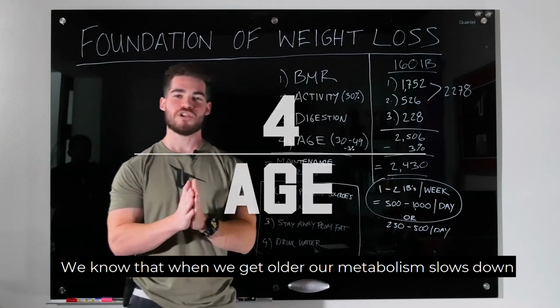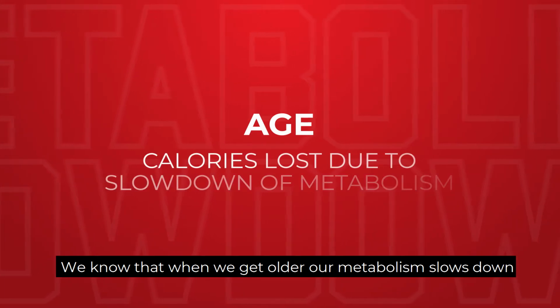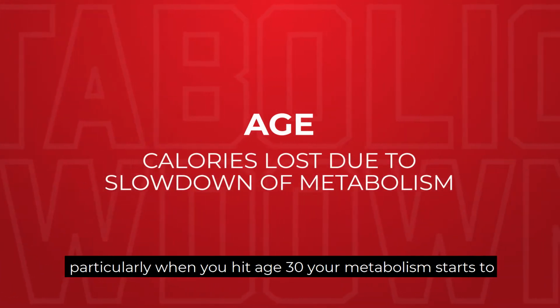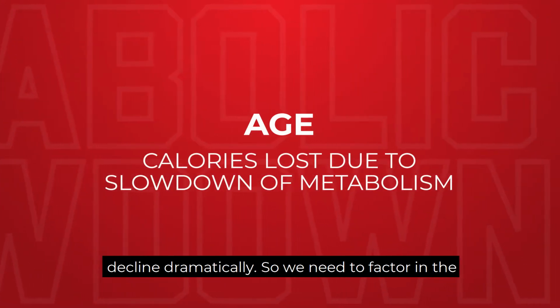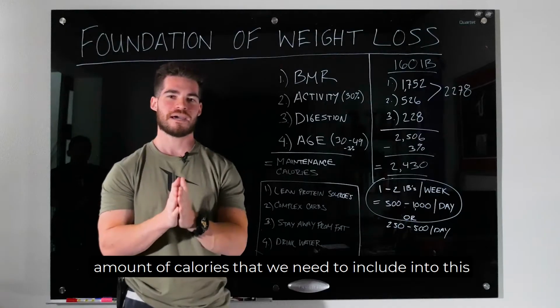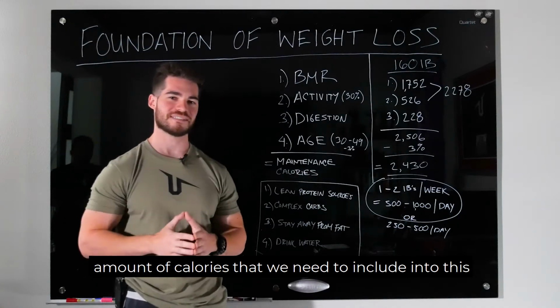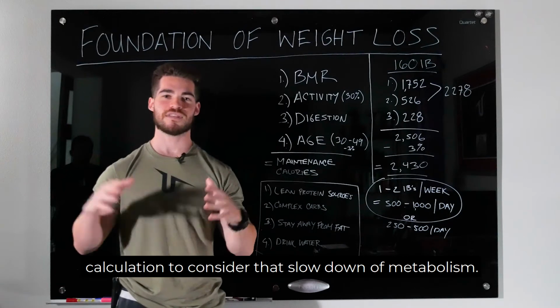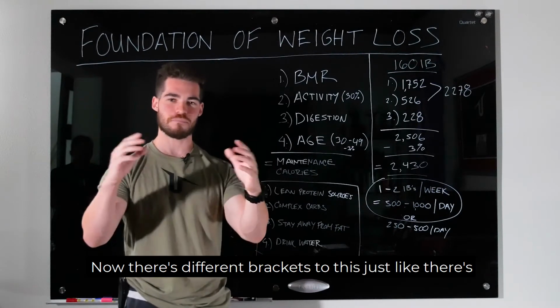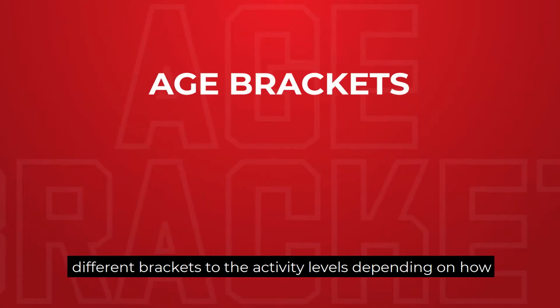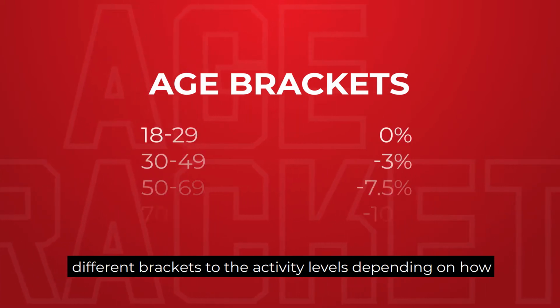Now the last step is going to be step number 4, which we need to factor in your age, right? We know that when we get older, our metabolism slows down, right? Particularly when you hit age 30, your metabolism starts to decline dramatically, right? So we need to factor in the amount of calories that we need to include into this calculation to consider that slowdown of metabolism. Now, there's different brackets to this, just like there's different brackets to the activity levels depending on how old you are.